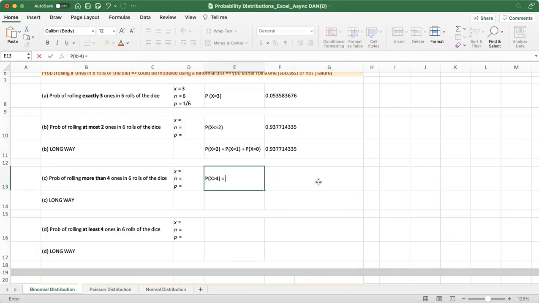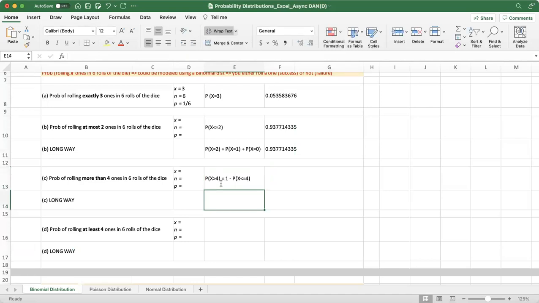Well, I want to try and get this into a notation which is very familiar for Excel, which is this lesser than or equal to form. And for that, I'm going to use the power of complements. So the probability of x being greater than 4 is 1 minus the complement, x being lesser than or equal to 4.